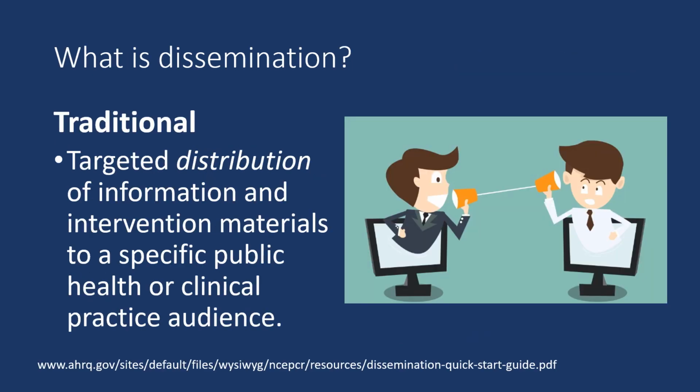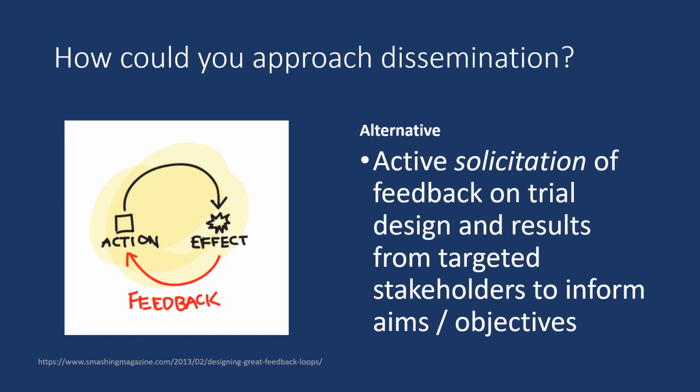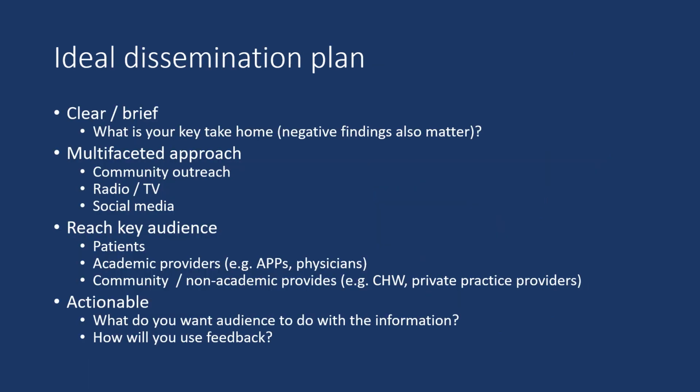So instead of thinking about this traditional model that we started off with for dissemination, I would encourage you to think about an alternative approach to dissemination, where you might actively solicit feedback on your trial design and even your results from targeted stakeholders to inform your study design, your aims, your objectives, either in the initial iteration or even in the second iteration. So in summary, an ideal dissemination plan should be clear and brief.